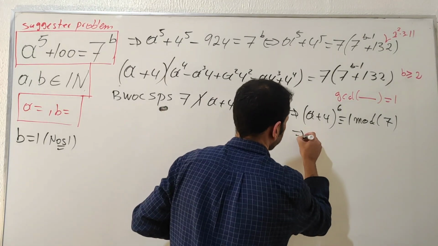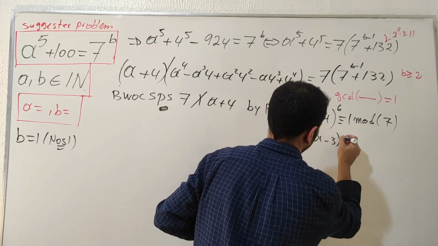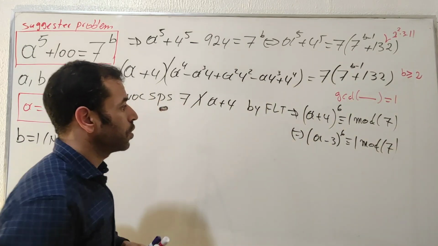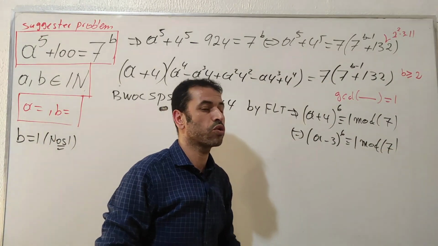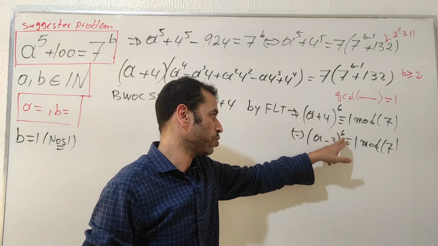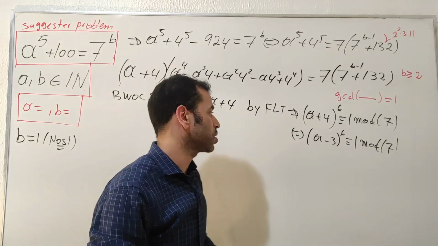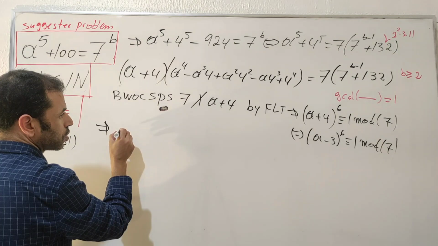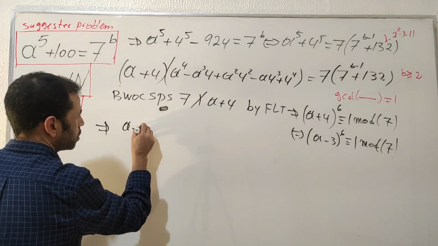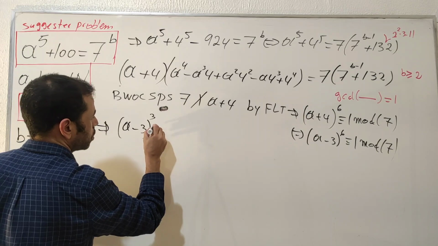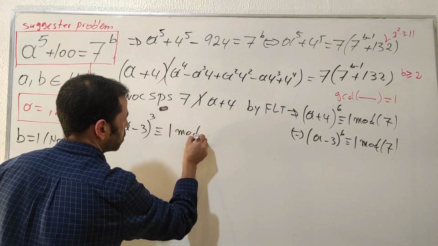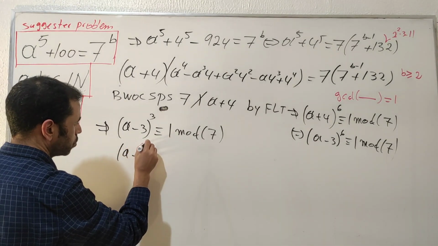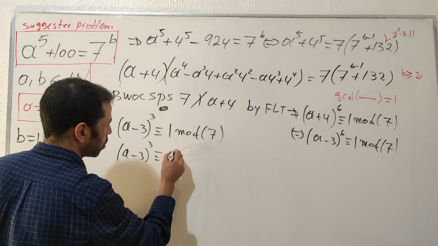This one is equivalent: (a minus 3) to the 6 is congruent to 1 mod 7. It's more clear, right? Now I'm going to take the square root on both sides. I will have two choices because I have an even exponent, which means one will be positive, the other one negative. So I will have (a minus 3) raised to the number 3 is congruent to 1 mod 7, or (a minus 3) to the 3 is congruent to minus 1 mod 7.